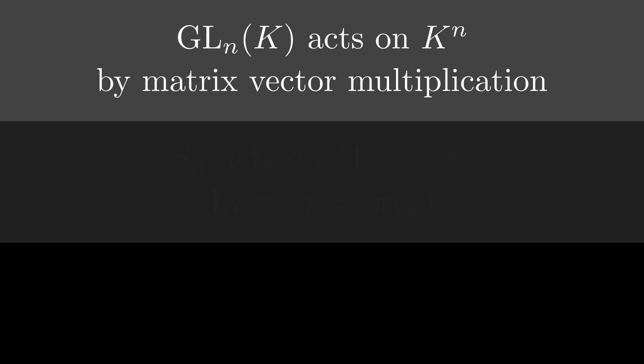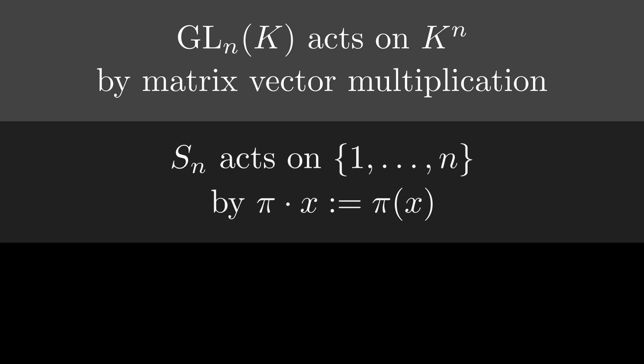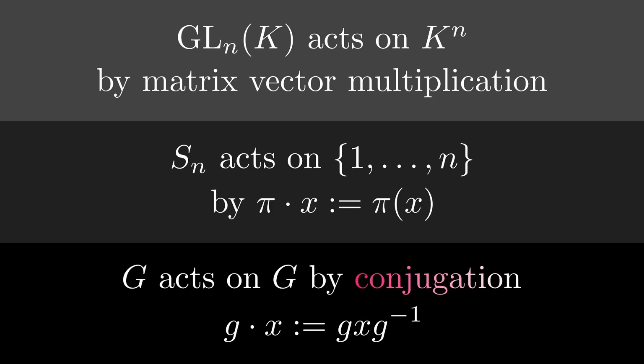The general linear group acts on the set of n-dimensional vectors by matrix vector multiplication. The symmetric group acts on the set of integers from 1 to n, where we just plug x into the permutation pi. Any group acts on itself by conjugation, where the result of G acting on X is G times X times the inverse of G.